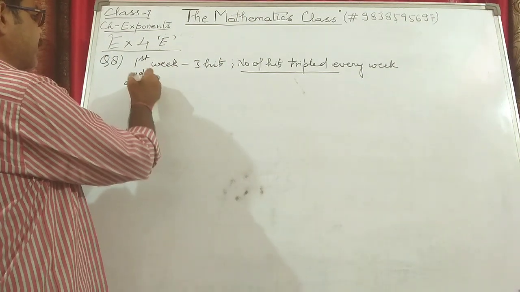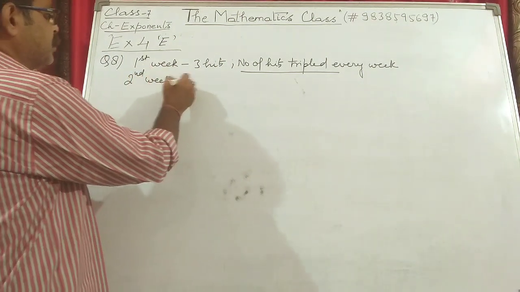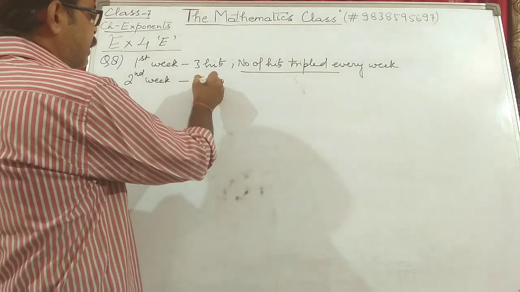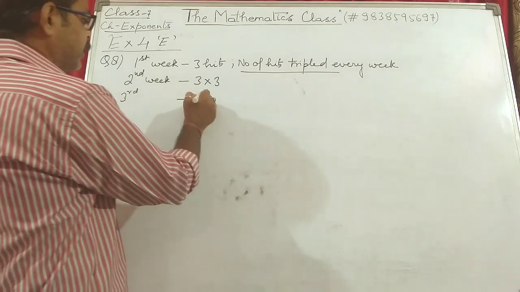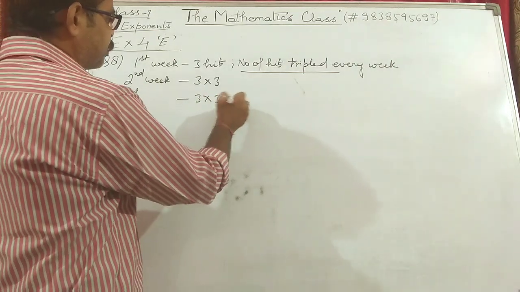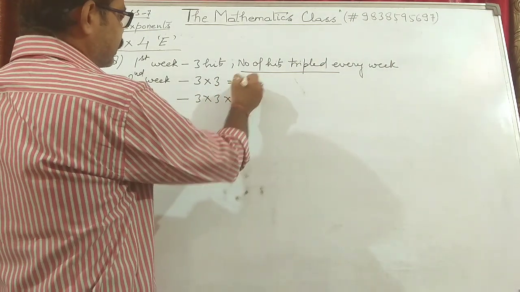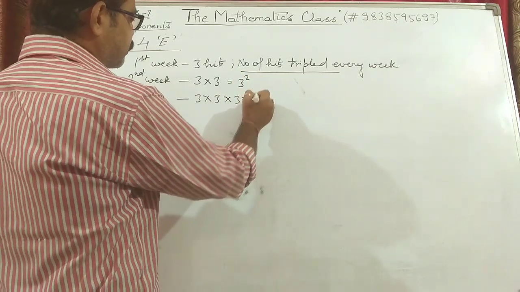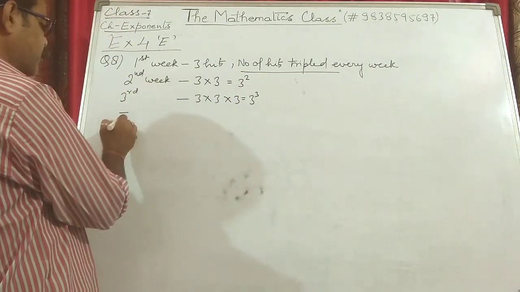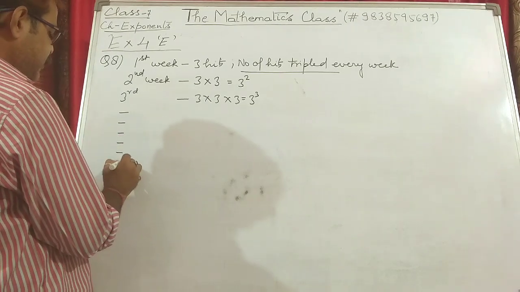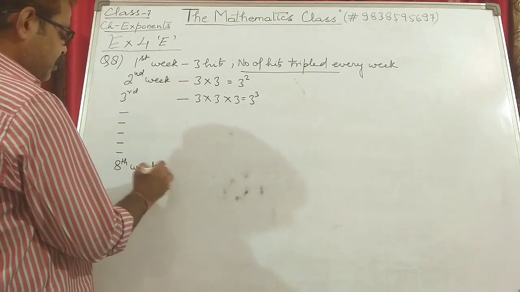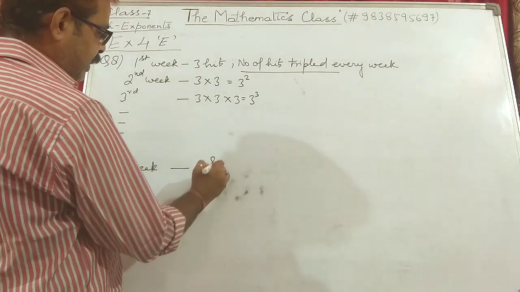So second week it will be how many? 3 hits were first and it's 3 times. Third week, 3 into 3 into 3, or you can say here 3 to the power 2, here 3 to the power 3. Similarly 4th, 5th, 6th, 7th, 8th. 8th week it will be 3 to the power 8.